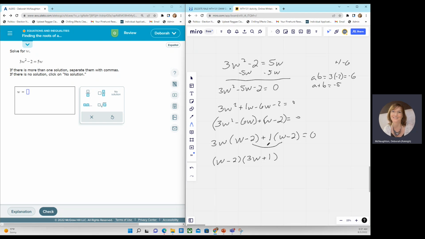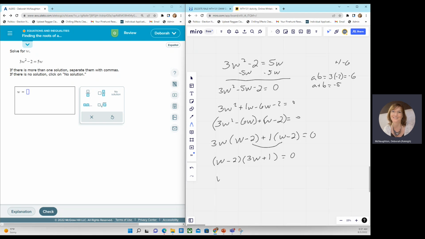So you can also just think of it that when you get these two pieces, you're just going to make this one of the terms and this the other one. And I just want to show you, if I multiply this back together, I get 3w squared plus w minus 6w. That gives me my minus 5w minus 2. So you should be able to combine this back together and get your original equation.